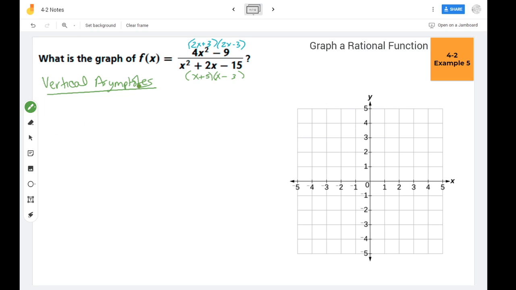Alrighty, so my vertical asymptotes. Again, it's where the denominator of the fraction is equal to 0. So using the zero product property, I could take each of these factors and set them equal to 0.